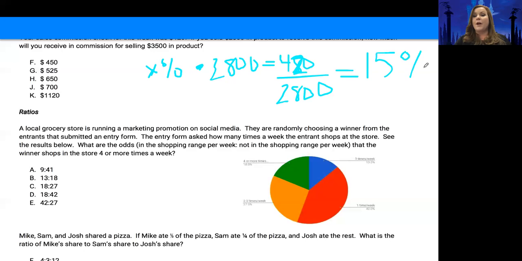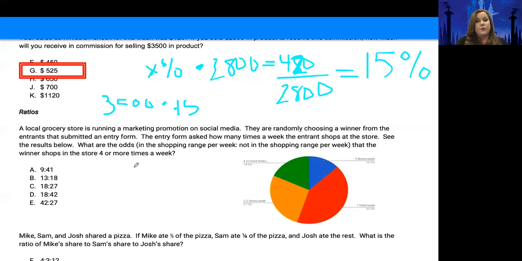And now we're able to go here to the 3,500. 3,500 times 15%. And again, I can use the same method I did before. 10% is 350. Half of that is 175. So that's going to end up giving me 525.